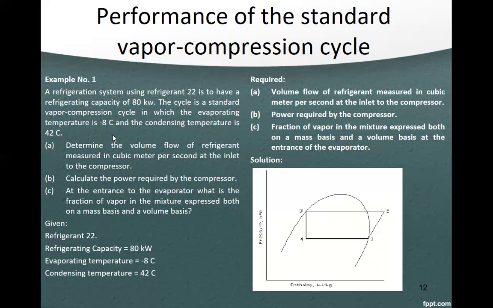A, determine the volume flow of refrigerant measured in cubic meter per second at the end of the compressor. Letter B, calculate the power required by the compressor. C, at the entrance of the evaporator, what is the fraction of vapor in the mixture expressed both on mass basis and volume basis? Ito ang A, B, C. This is the whole problem.